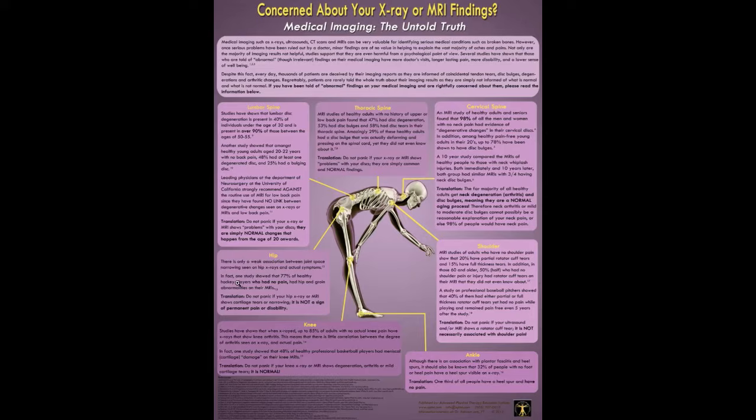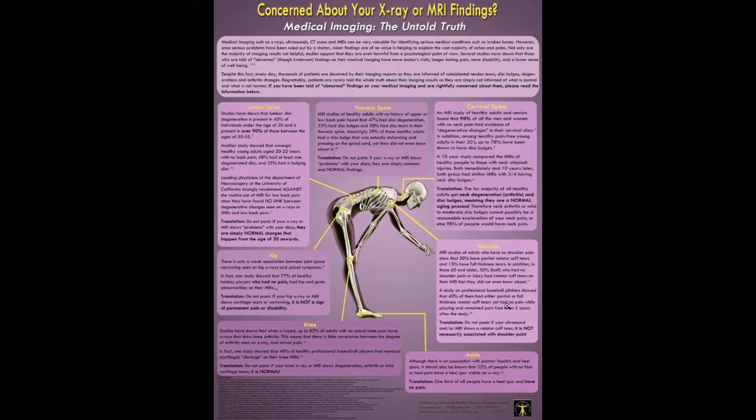Another example here is the knee. It says studies have shown that when X-rayed, up to 85% of adults with no actual knee pain have X-rays that show knee arthritis. This means that there's little correlation between the degree of arthritis seen on X-ray and actual pain. In fact, one study showed that 48% of healthy professional basketball players had meniscal cartilage damage on their knee MRIs. The translation: do not panic if your knee X-ray or MRI shows degeneration, arthritis, or mild cartilage tears. It is normal.